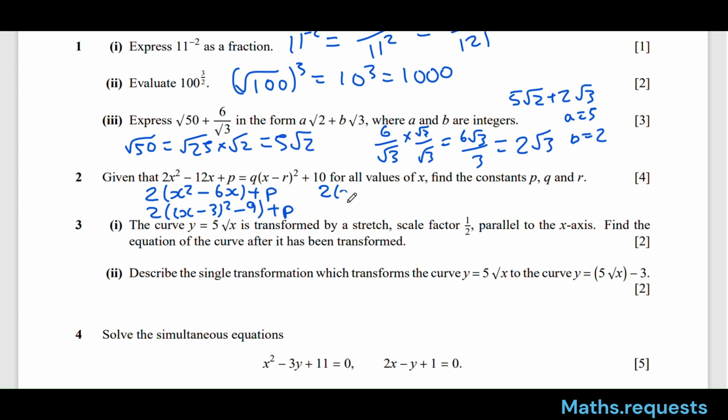And that can be written as 2 bracket x minus 3 squared, and then minus 9 times 2 is 18, so plus p minus 18. So now when we compare, we can say that q equals 2, r equals 3, and p minus 18 equals 10, so p equals 28.